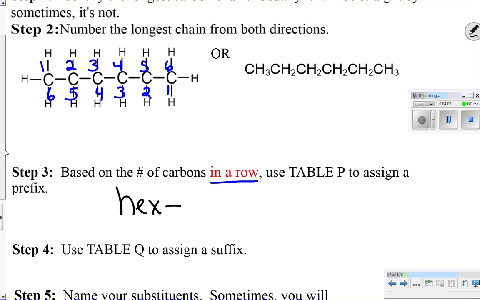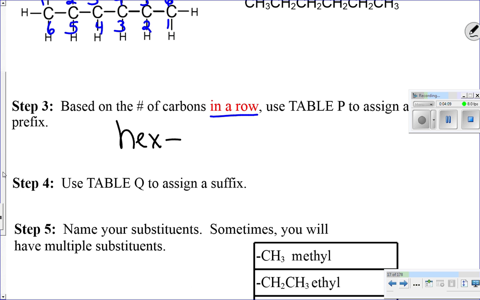Next, we look at our bond type. This molecule has all single bonds. I don't see any double or triple bonds. So now I'm going to go to table Q. And when I have all single bonds, if I look at those sample structural formulas, single bonds are the alkanes. And they have an ane ending.